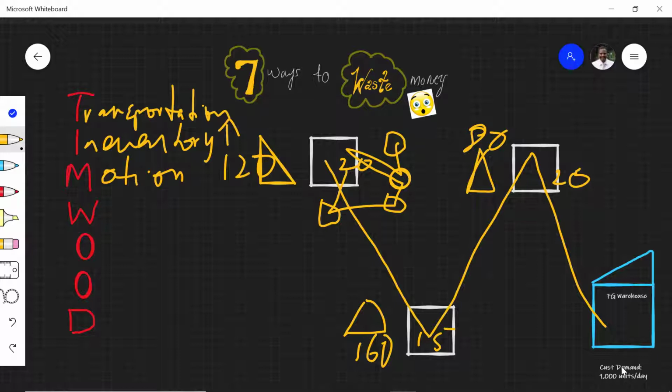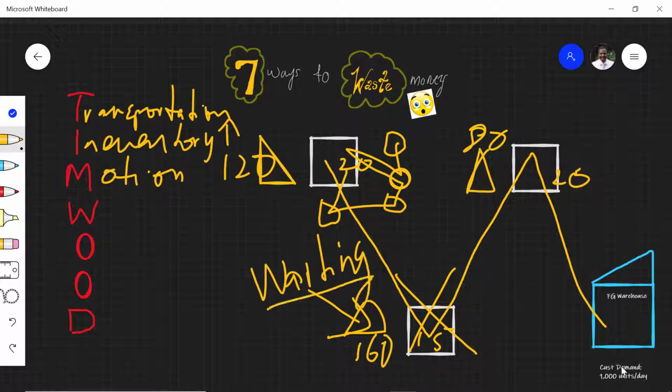Next is, you may have a situation where this whole machine is down. When this machine is down, this entire 160 pieces of parts which are waiting to be processed in this machine is simply waiting and doing nothing, waiting to be processed. We call this the waste of waiting.